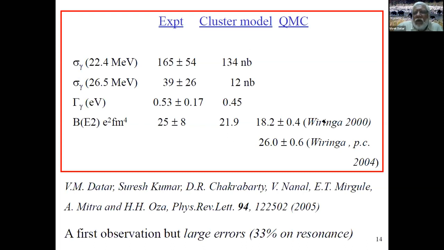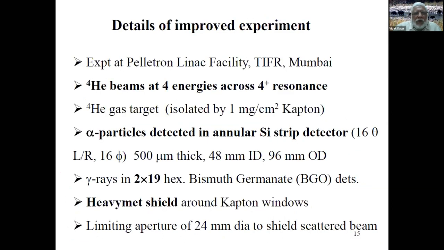And Descouvemont had, in the 2000 paper, a number of about 18.2, but then he came up with a better calculation, and he was extremely happy that this was 26. He said, it's right on the dot. Of course, remember that the error bar is 8, it's 35%. So the agreement was not really something to shout about. In any case, this was the first observation. It showed that such a small cross-section could be measured, and we decided to do a better measurement.